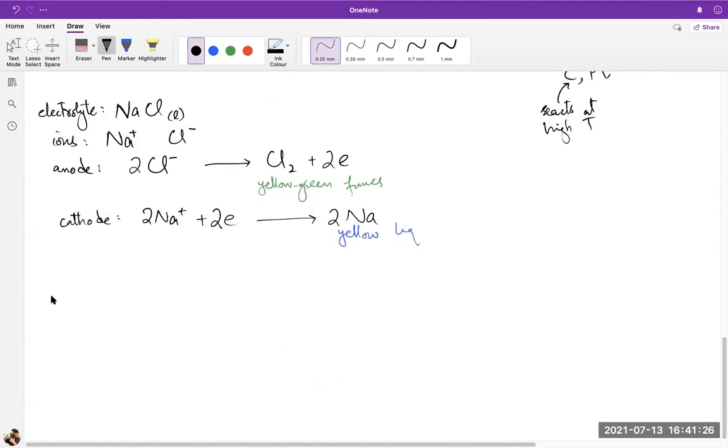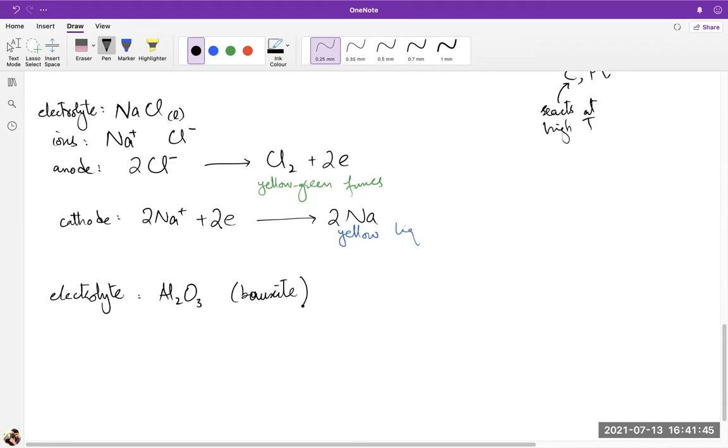So we have another electrolyte, and this time I have Al2O3. What is that? This I get from bauxite.